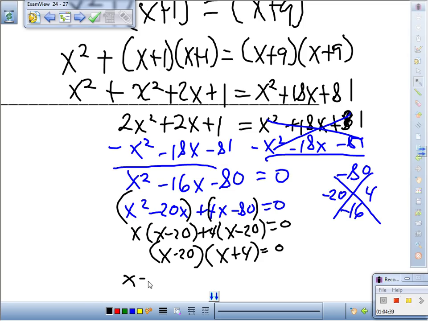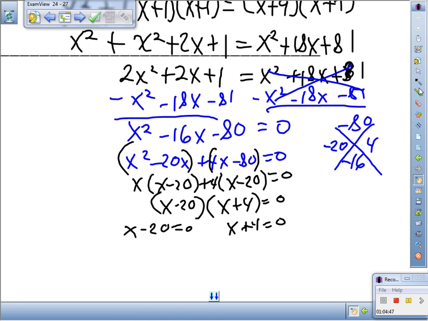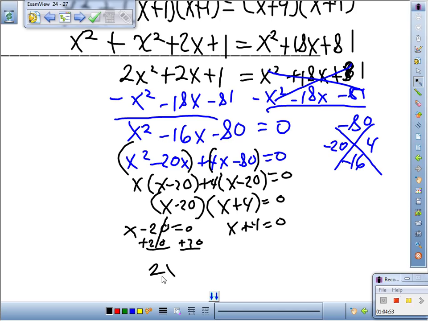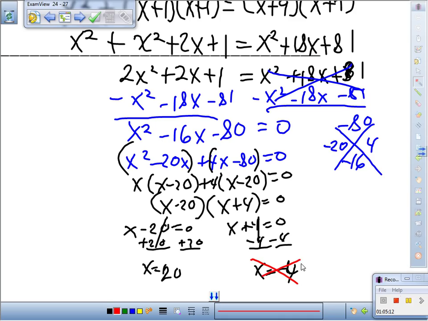Therefore, zero product property: x minus 20 equals 0, x plus 4 equals 0. I'm going to solve. Plus 20, x equals 20; minus 4, x equals negative 4. Question, can we use a negative one? No, because it's distance.